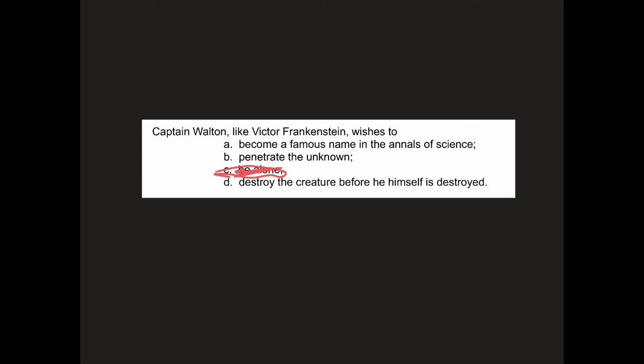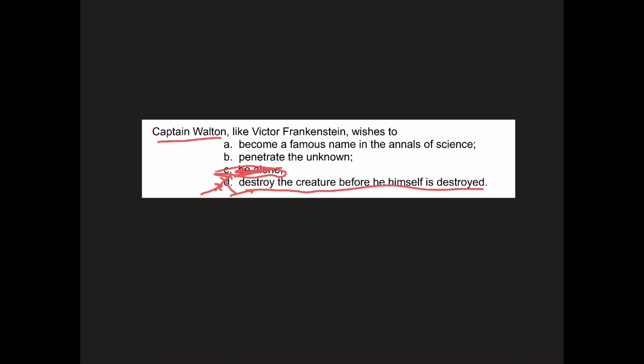Okay. Now from there, I look at my other choices. Choice A, to become a famous name in the annals of science. B, to penetrate the unknown. And D, to destroy the creature before he himself is destroyed. If you look at choice D, that too is true for Victor Frankenstein, but it's not true for Captain Walton. Captain Walton has never really met the creature other than a distant vision of it, and as far as he knows, he's just hearing the tale of some madman who he happened to find in the middle of nowhere near the North Pole. So while this is true for Victor, it's not necessarily true for Captain Walton.